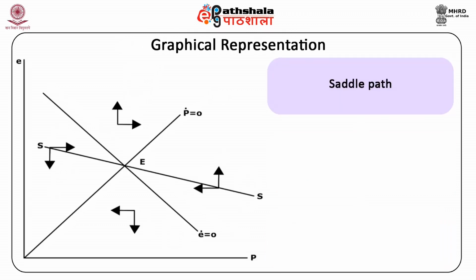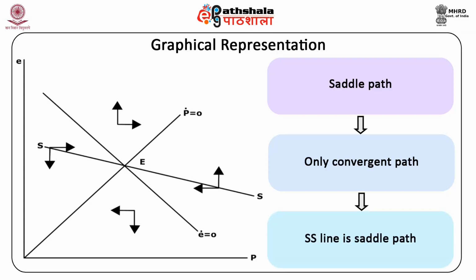Saddle path is a curve which shows the combinations of all initial conditions from which an economy attains equilibrium. This is the only convergent path which will take the economy to the equilibrium point E. In the following figure, the SS line is the saddle path.